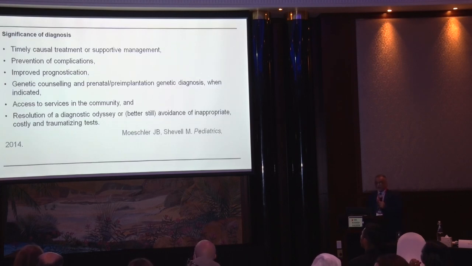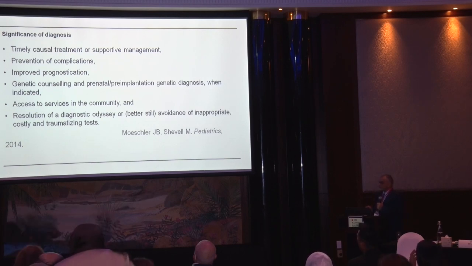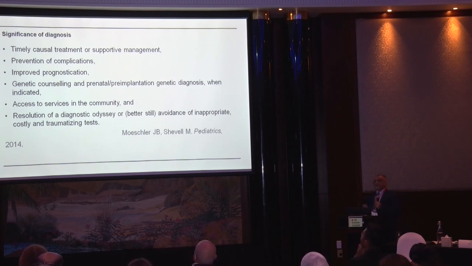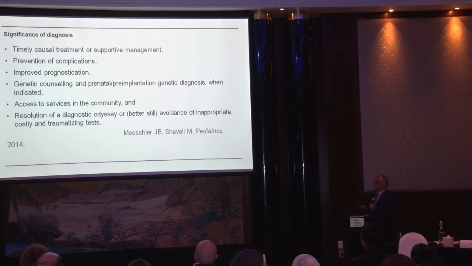Right. Now, why should we make a diagnosis in children with global developmental delay and intellectual disability? One, it brings closure for the parents and families that, okay, now we have an explanation for that. Number two, it can help you prognosticate the condition for that particular child and for the family. Then you can use this information for genetic counseling, prenatal diagnosis, pre-implantation diagnosis, and therefore informed decision making.